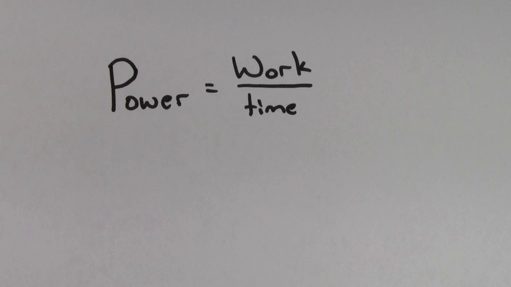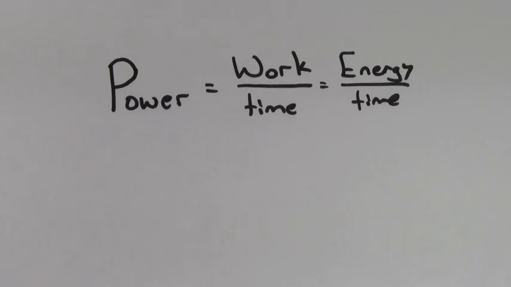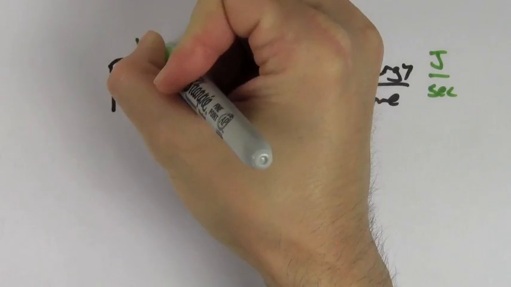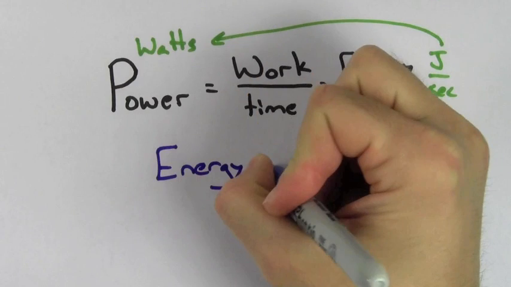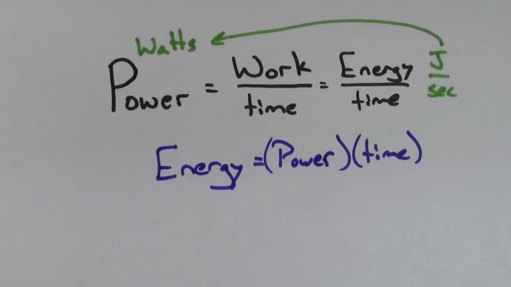Power is defined to be how much work a force does in a certain amount of time. Since work is just the energy transferred, power is also equal to the energy per time. Since energy and work are measured in joules and time is measured in seconds, power is measured in joules per second, which we call watts. You usually have to rearrange this formula so that you can find the energy. The energy is going to equal the power times the time.